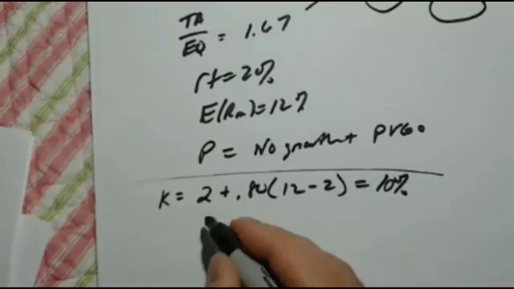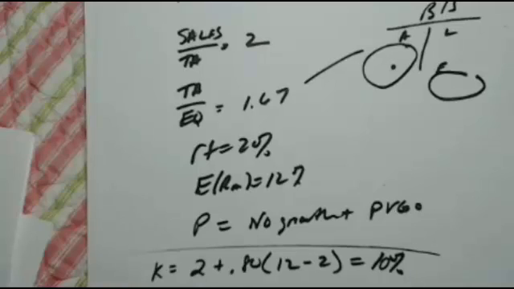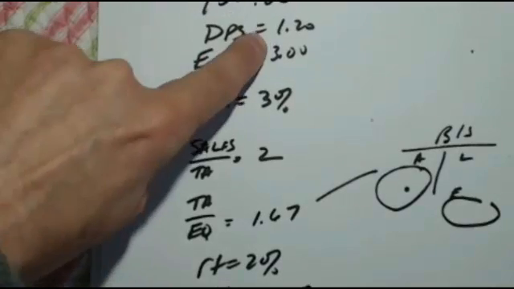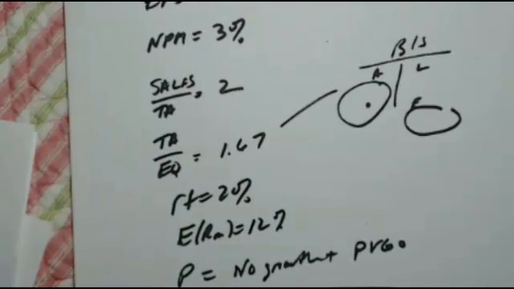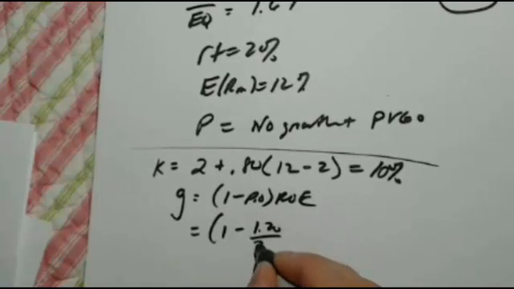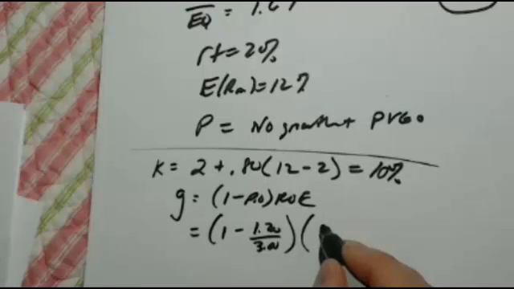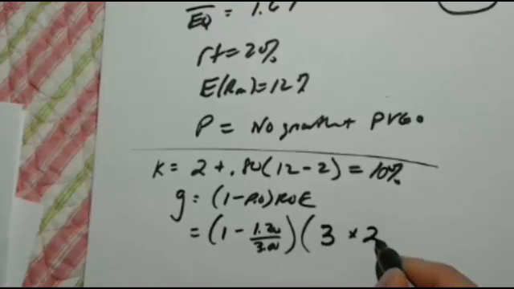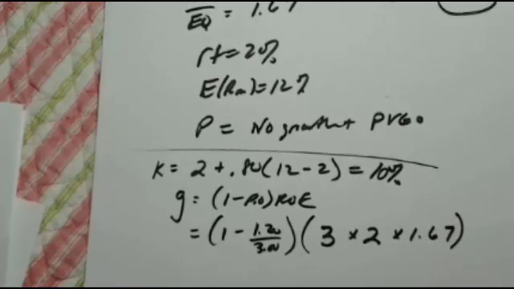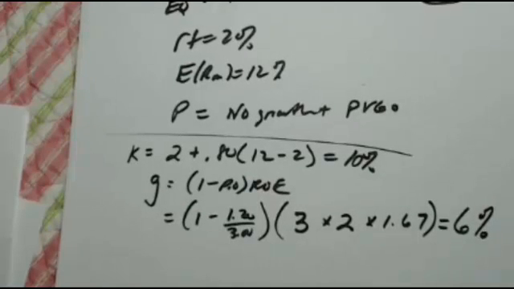Okay. And let's compute G, because it's also screaming. Given the data here, it's giving you the components of ROE. And from here, we also have the components of payout. So we ought to be able to compute 1 minus the payout ratio times ROE. That equals 1 minus $1.20 over $3 times ROE. And ROE is the net profit margin, 3%, times the turnover, 2, times the leverage of 1.67. That equals 10%. So the growth is going to be 6%.